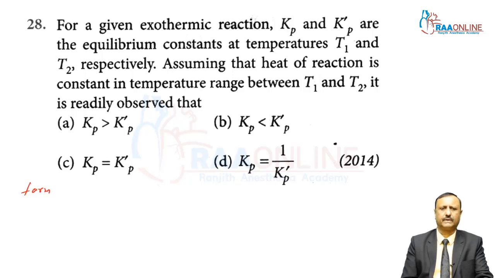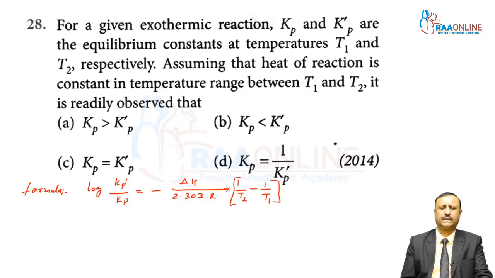We can use the formula, my dear students. log Kp1 upon Kp2, you can also say log Kp dash upon Kp, that will be minus delta H upon 2.303 R, temperature 1 upon T2 minus 1 upon T1. This is the formula, my dear students. Now, we can use this formula.